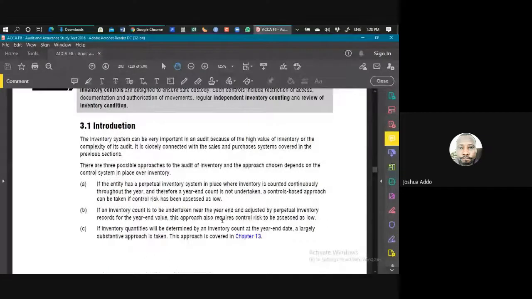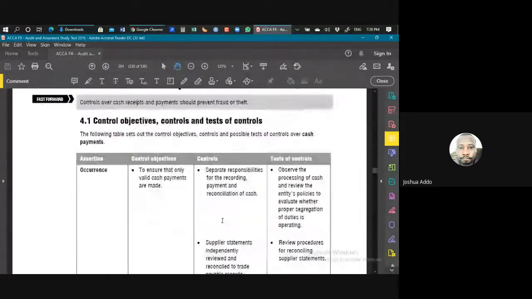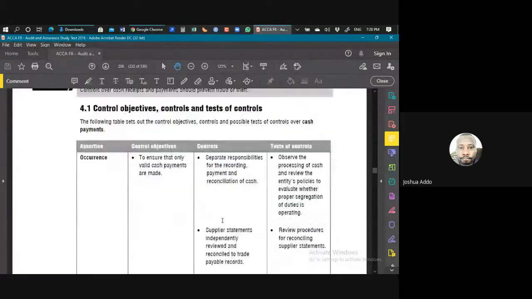The inventory system is for yourself to read. Now let's go to the payroll system. Bank and cash is for you to read.